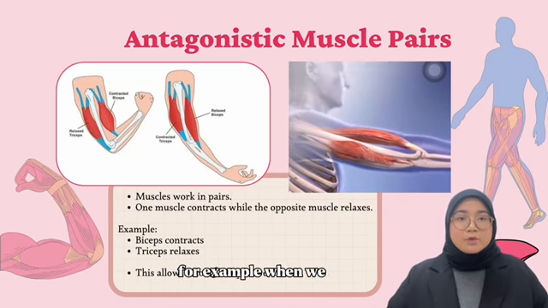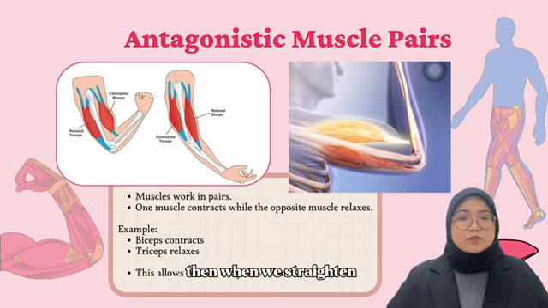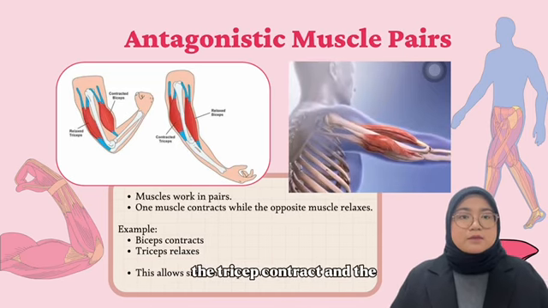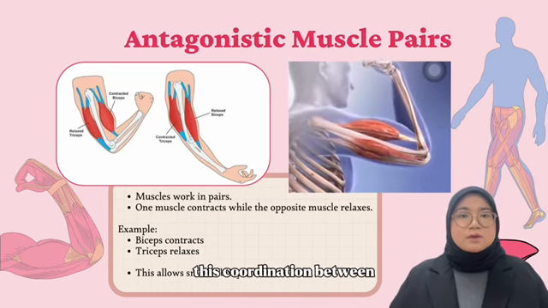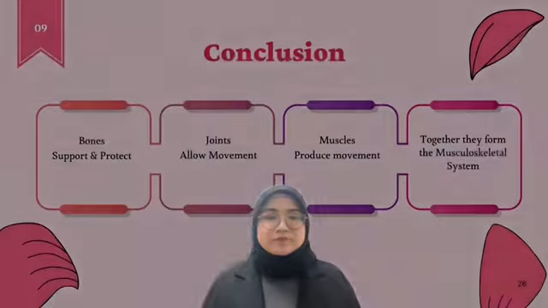For example, when we bend our arm, the bicep contracts while the tricep relaxes. Then, when we straighten the arm, the tricep contracts and the bicep relaxes. This coordination between muscle pairs allows our movement to be smooth, controlled, and efficient.